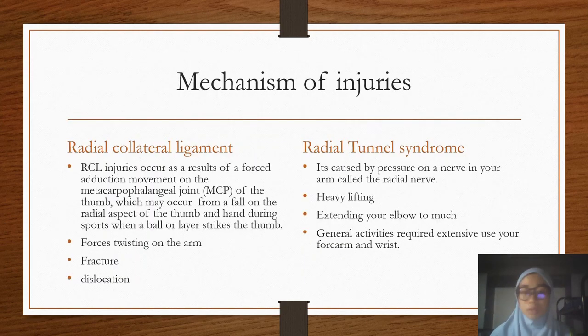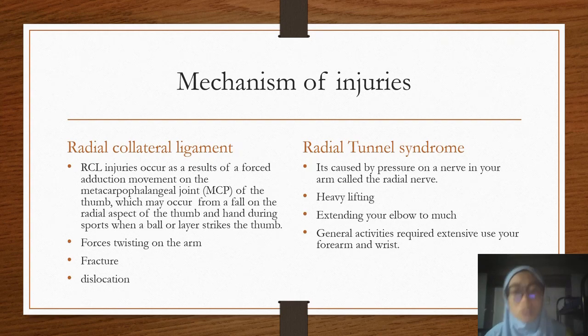Mechanism of injuries. Radial collateral ligament. RCL injuries occur as a result of a forced adduction movement on the metacarpophalangeal joint, MCP, of the thumb, which may occur from a fall on the radial aspect of the thumb and hand, or during sport when a ball or a player strikes the thumb. Second one is twisting forces on the arm, fractures and dislocations.